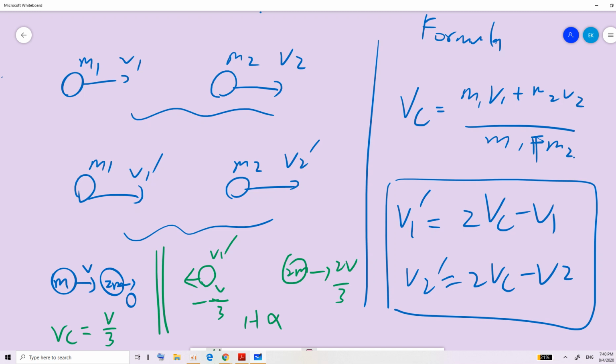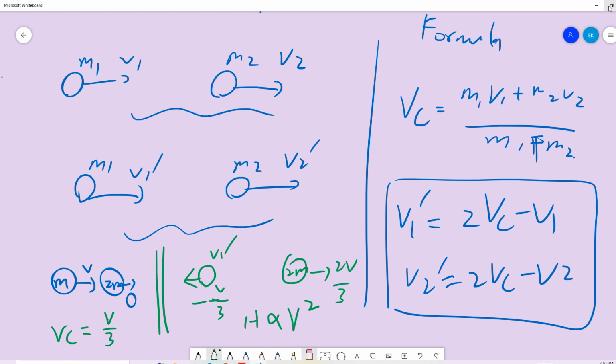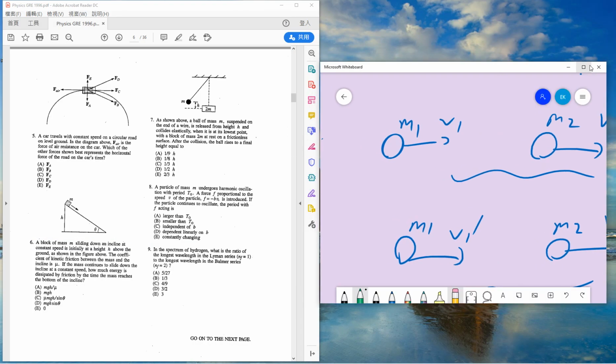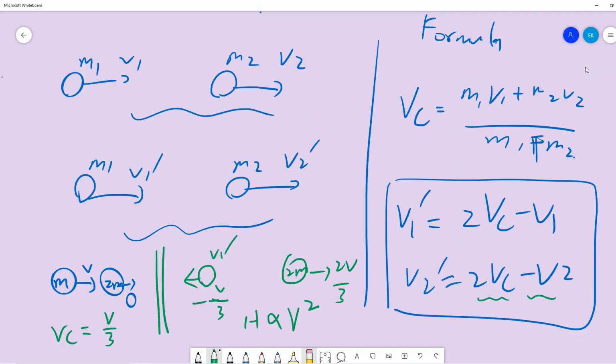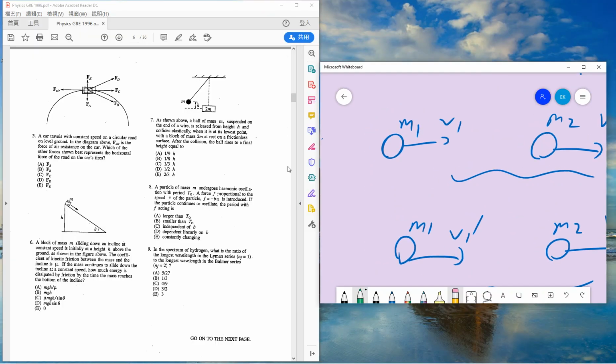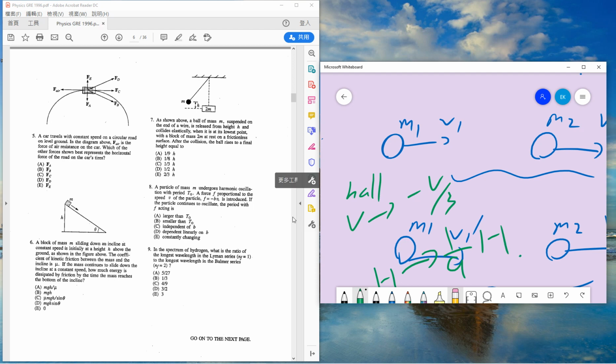So the height is proportional to the velocity squared. This is because the kinetic energy becomes the gravitational energy. So basically, for 2m it has 2v over 3. And after collision, the ball, so this is a ball, right? The ball goes from v to minus v over 3. So the height becomes 1 over 9 of the height. So the answer is A.